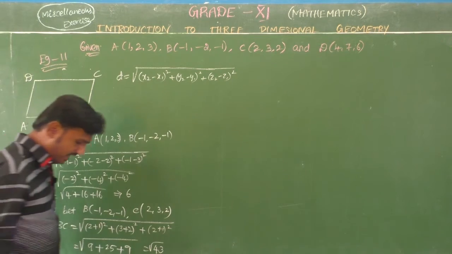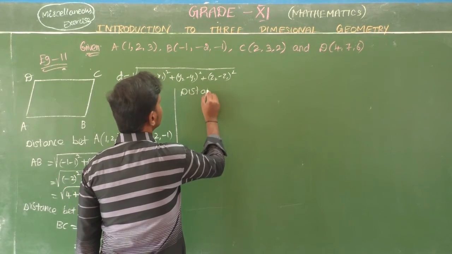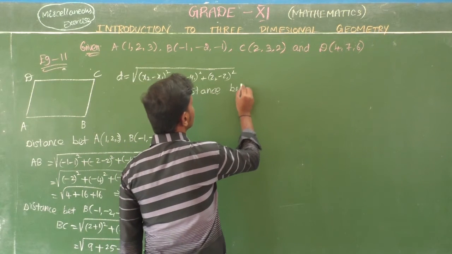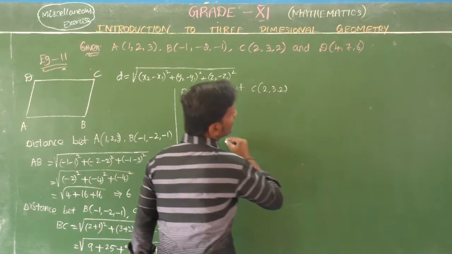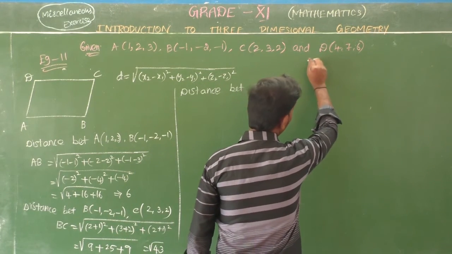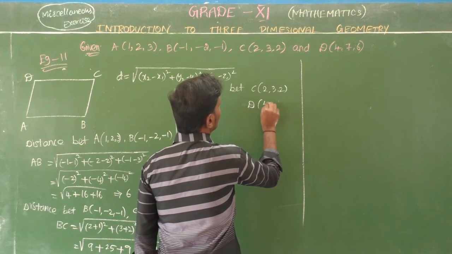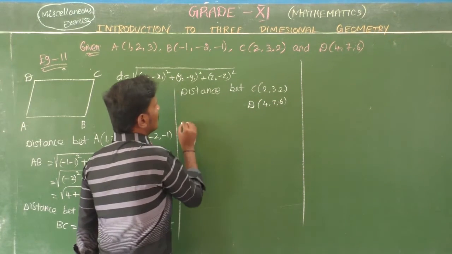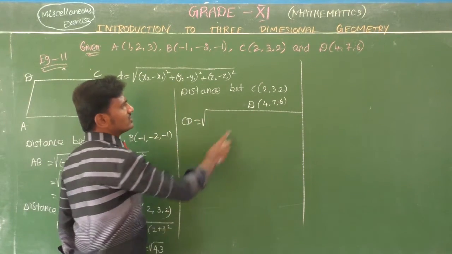Okay. And next we want to take the distance between CD. C is (2, 3, 2) and D is (4, 7, 6). Now CD is equal to the square root of, what is x2? 4.